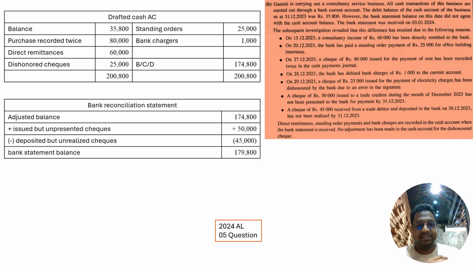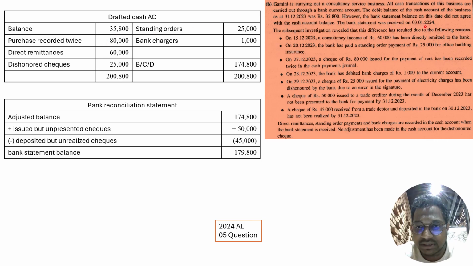And then there's another interesting thing, bank reconciliation statements and adjusted cash account. So Garmin is carrying out a consultancy service business. All cash transactions of this business are carried out through a bank current account. The debit balance of the cash account as at the closing date is 35,800 and that should be the opening balance of the adjusted cash account. And the bank statement balance on this date did not agree with the cash account balance. The bank statement was received as at closing.